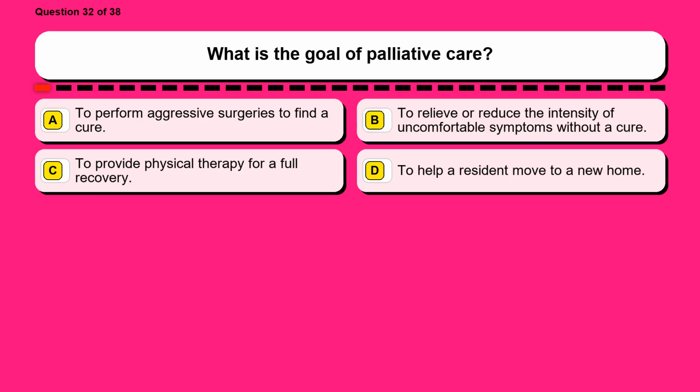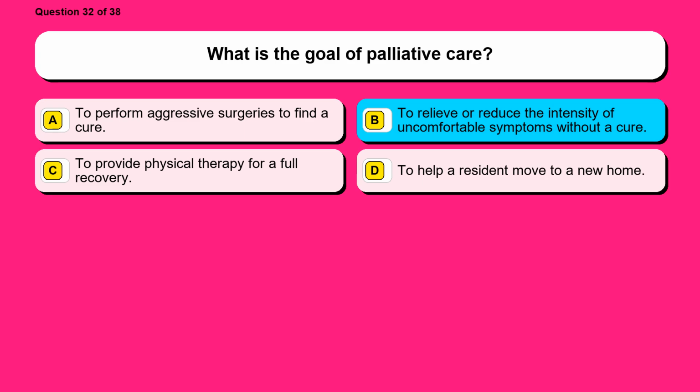Question 32. What is the goal of palliative care? Option A. To perform aggressive surgeries to find a cure. Option B. To relieve or reduce the intensity of uncomfortable symptoms without a cure. Option C. To provide physical therapy for a full recovery. Option D. To help a resident move to a new home.